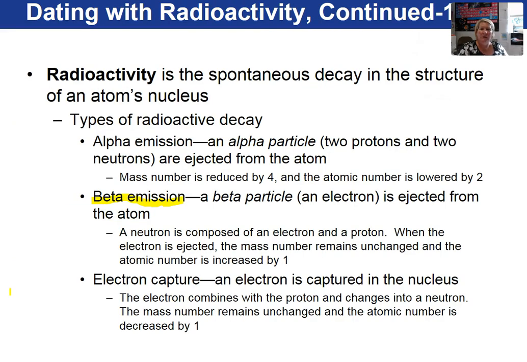Beta decay is another type of radioactive decay. A beta particle is simply an electron that gets ejected from the nucleus.